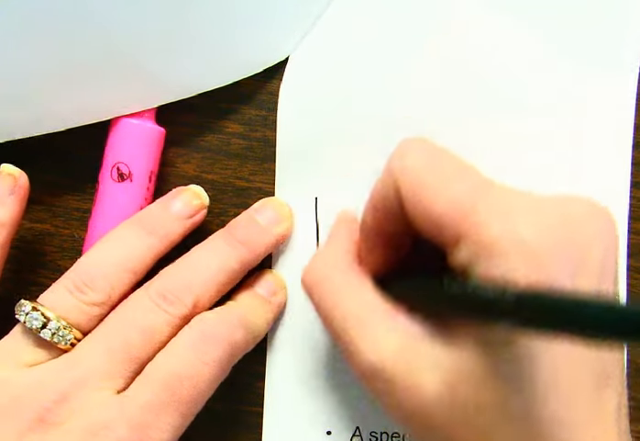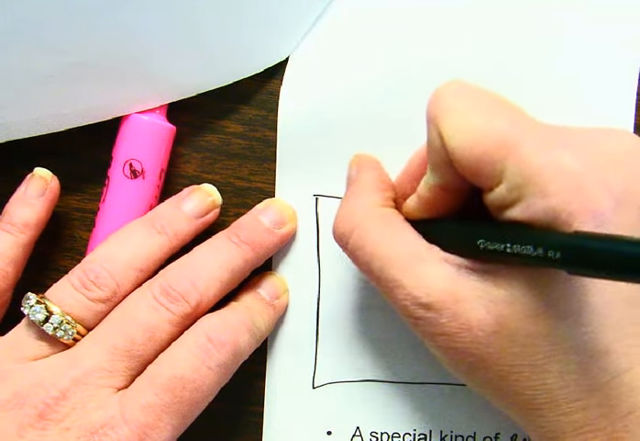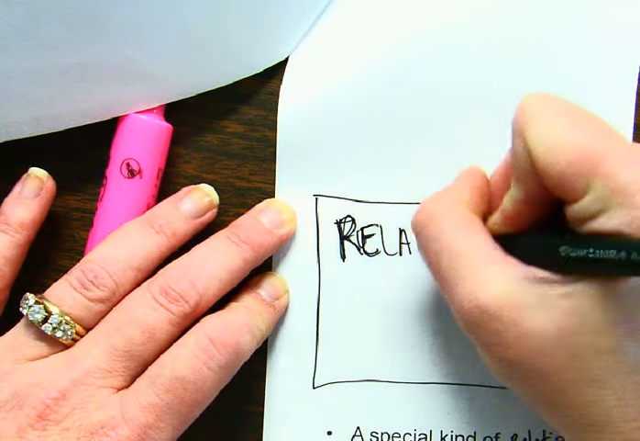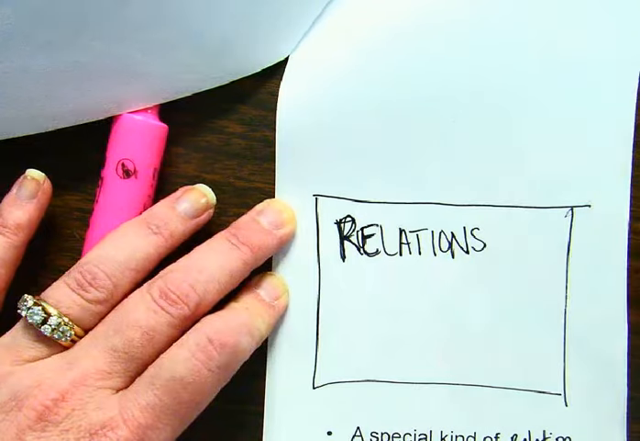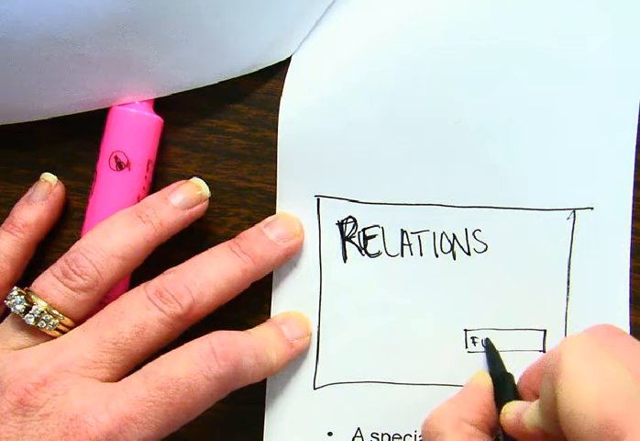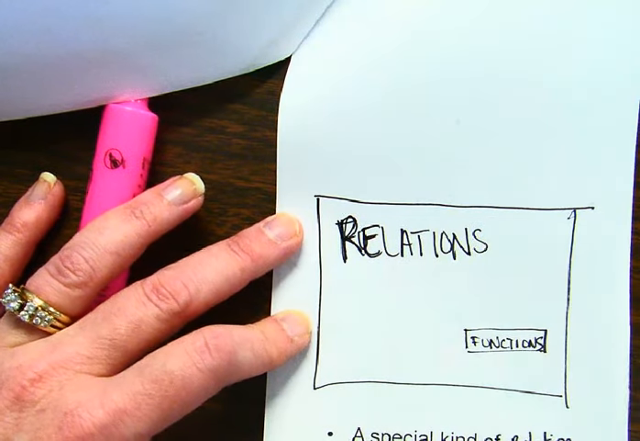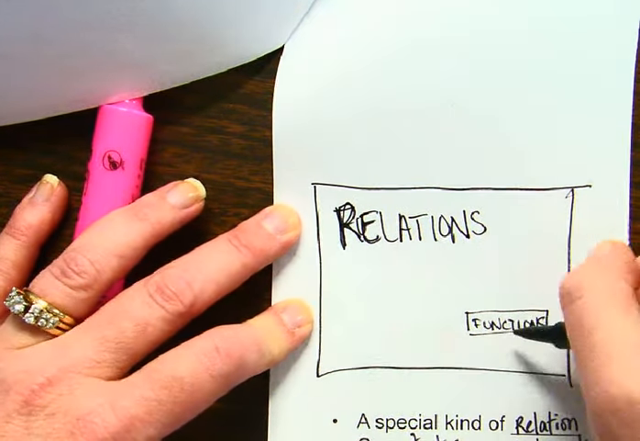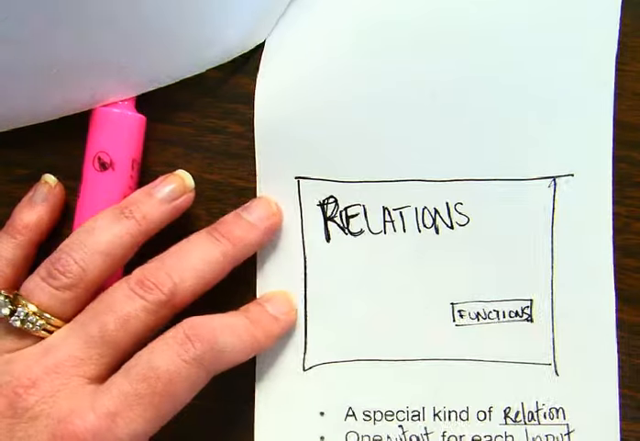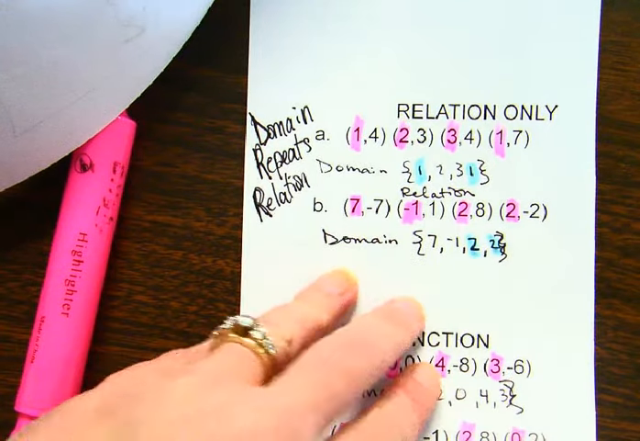I need to go back to the function page. I forgot to show you this image. If this is a box of relations, all relations would fit inside this box. And then functions are a special kind of relation that fits inside the big box of relations. So all functions are relations, but only a few special relations are functions. So that's what we're looking at, determining what's a function and what's just a relation.